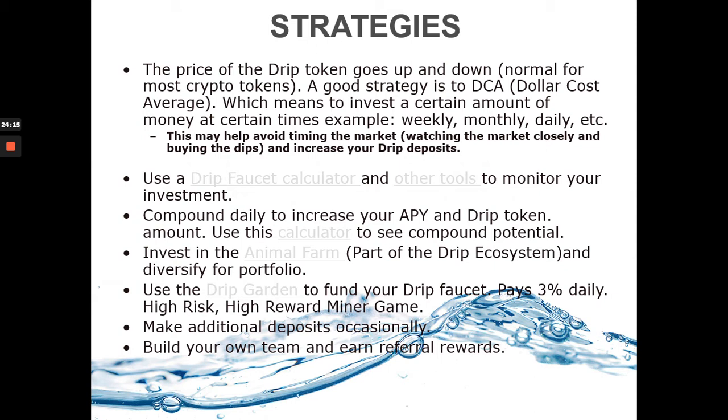All of these different intricacies also help the drip faucet, the drip network. They all kind of work together in tandem. So you can use the drip garden to fund your drip faucet because that pays 3% daily. It's actually broken down to like 3.33% daily, especially if you're compounding more than you're withdrawing.